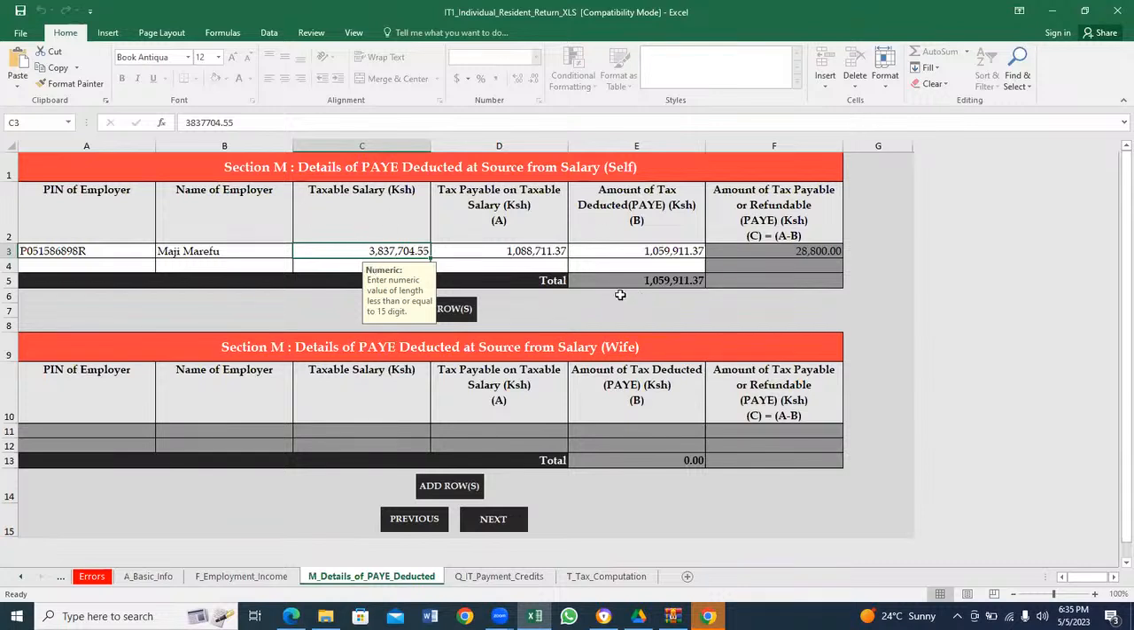Mpaka hapa, kama ni mtu mwenye ana mortgage na ana relief apart from personal relief, ana hizo insurance, NHIF, nini. This is the true position of the pay that was deducted from that salary, assuming ana hizo vitu zingine zote. So tukifika hapa kazi imeisha. Tunaenda kwa the last sheet, which is sheet T.